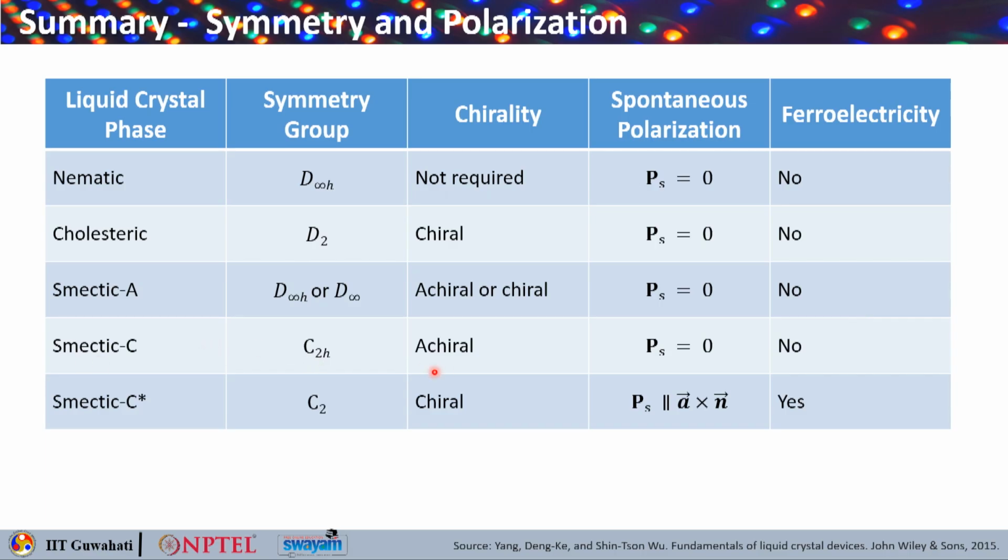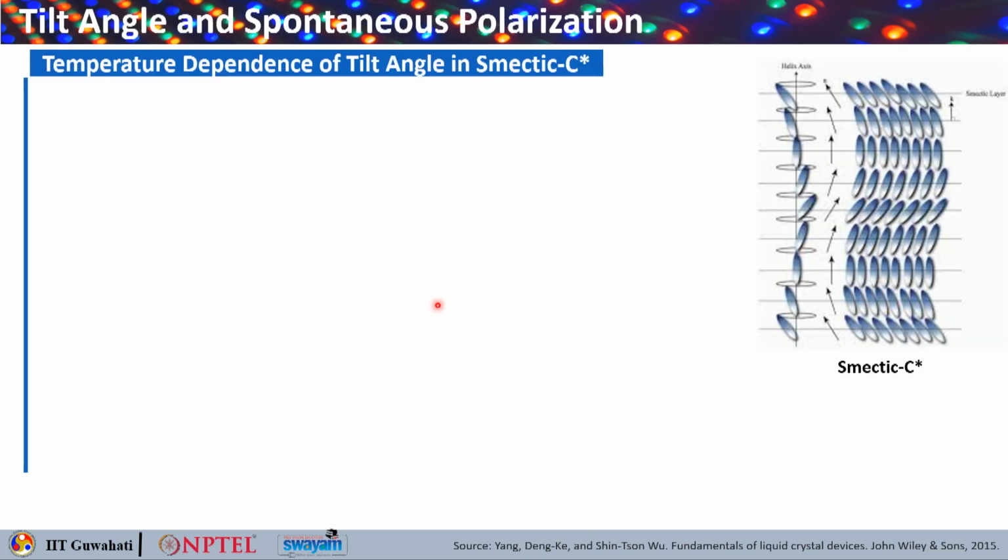Smectic C, when the molecules are achiral, polarization is 0, ferroelectricity is not there. But when there is chirality and C2 symmetry in the smectic C, that becomes smectic C star. There you have spontaneous polarization, which is along A cross N. So your spontaneous polarization will be parallel to that, and then you also have ferroelectricity, right?